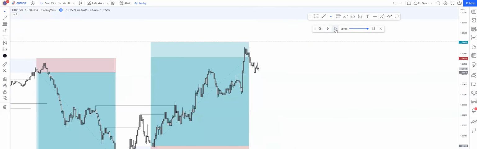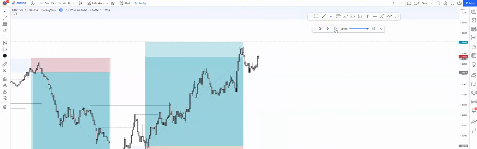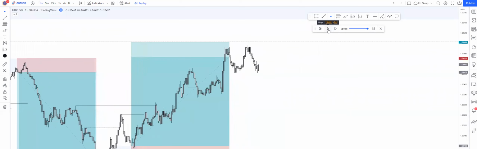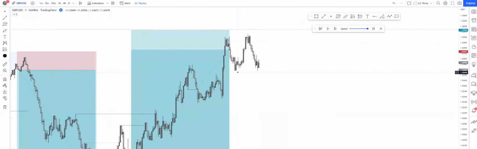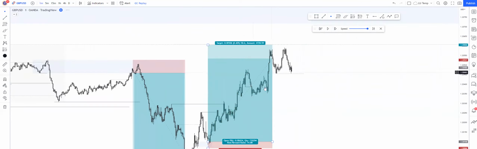Looks nice. Let's see what happens. All right, so if this look is taken, let me see. Yeah, if this look is taken, I'll look for a long: price, broke structure, retracement, builds again.